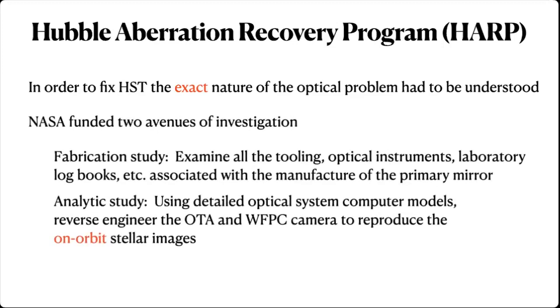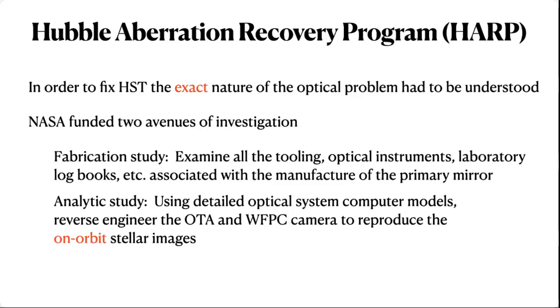NASA funded 2 avenues of investigation. The first I call the fabrication study. So they went back to Perkin-Elmer. They had to examine all the tooling that was used in the fabrication, all the optical instruments, laboratory logbooks, talk to all the technicians, all the optical engineers, anyone who was associated with the production of that primary mirror, and see if they could figure out what happened.